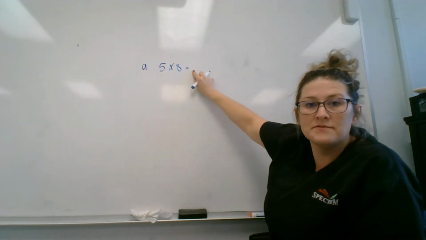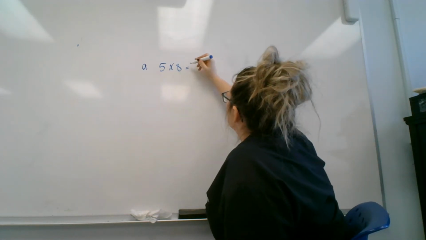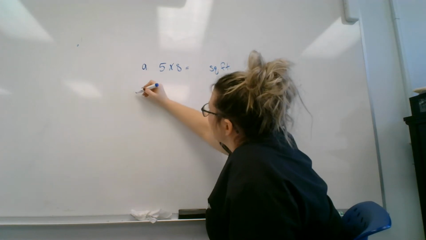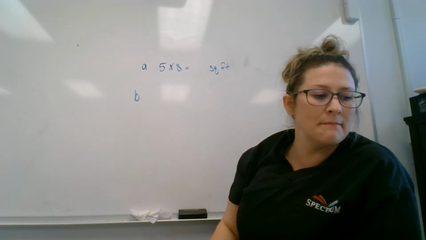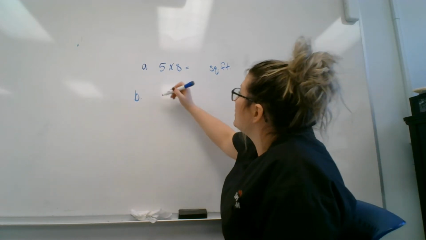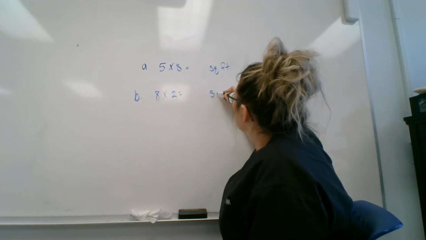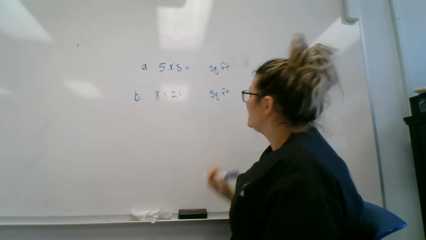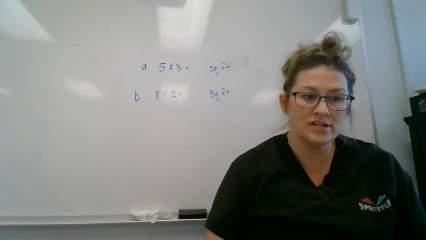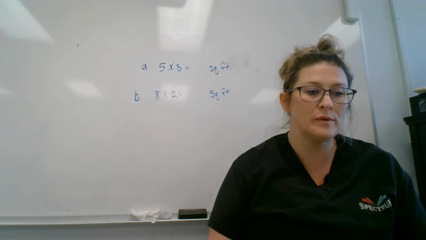And I have to have my label. Let's see, they are feet. So my answer and then square feet. Looking at B, we have 8 times 2 equals blank, square feet. Go ahead and finish C and D on that section. When you are finished, you may unpause and move forward.